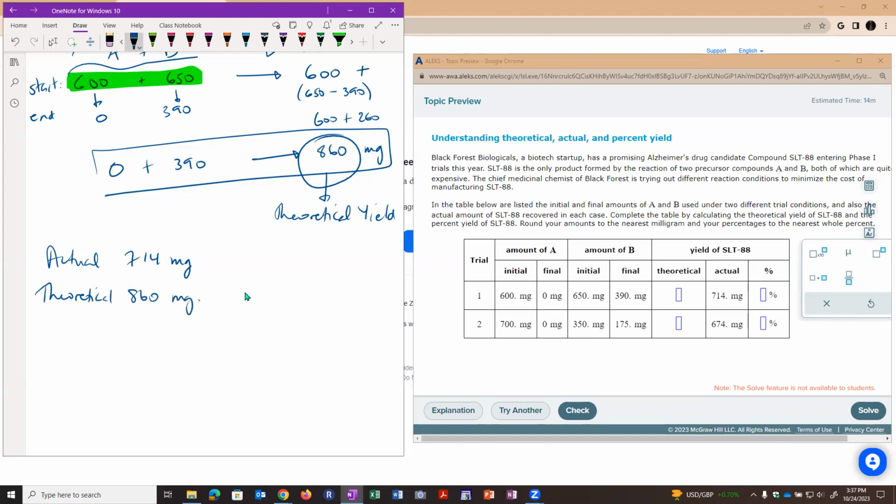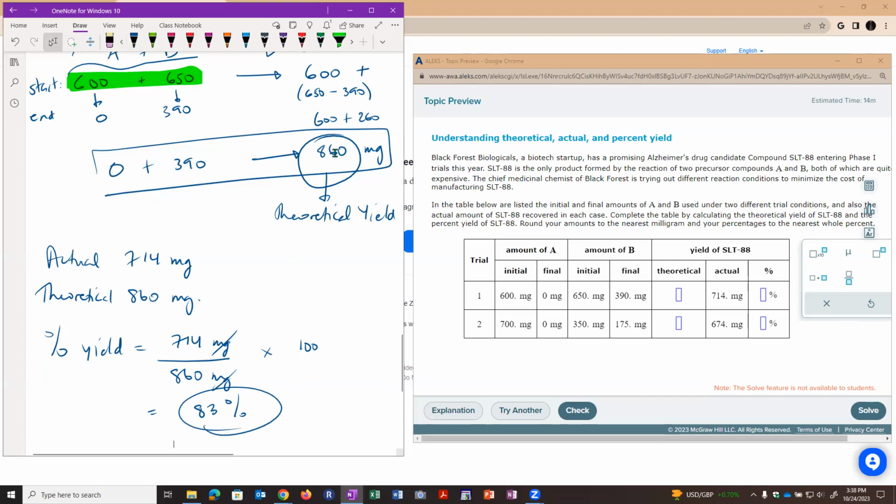So the way that we determine the percentage yield is simply taking the actual amount, 714 milligrams, we divide it by the theoretical amount that we should get, 860, and then we times that by 100 because it's a percentage. Milligram goes away, 714 divided by 860 times 100 would be 83% yield. Obviously you want to aim for 100% yield, you want to get everything you're supposed to, but in this case, we were supposed to get 860, but we only got 714 milligrams.